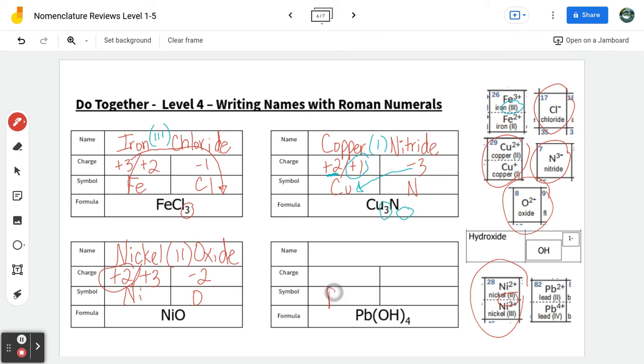Our last one is Pb. Then we have hydroxide. Hydroxide has a charge of -1. Lead can be 2 or 4. This 4 here makes it obvious that the charge was 4. So looking at lead, we see that the IV is the Roman numeral that we need for 4. So lead 4 hydroxide is the name of our last formula. And that is how you do level 4.